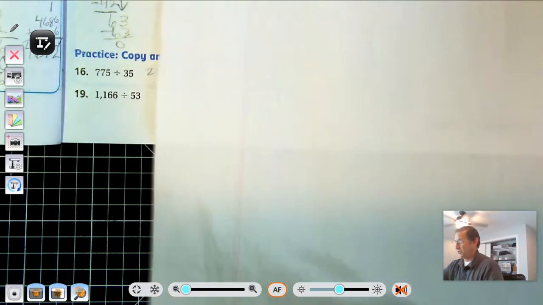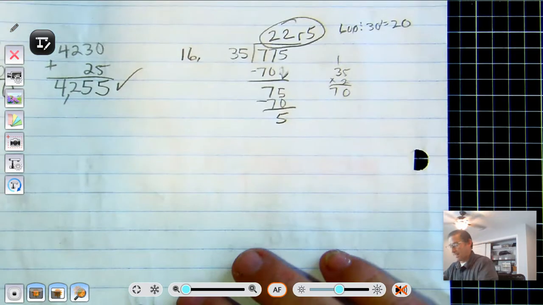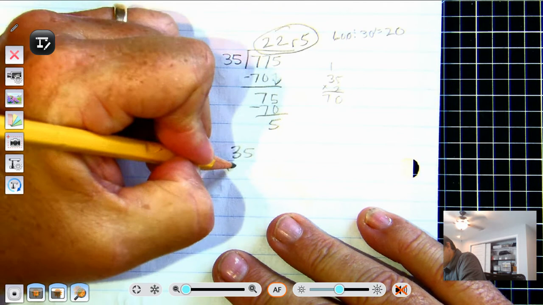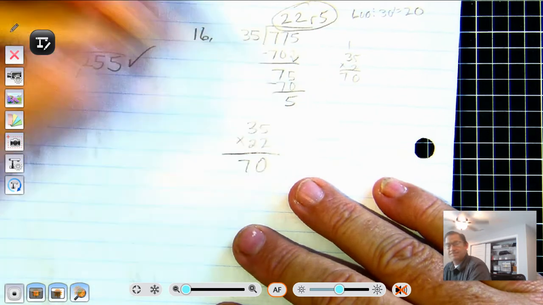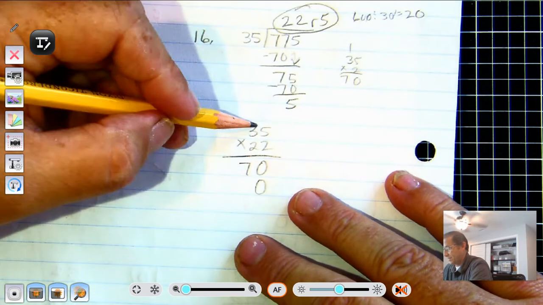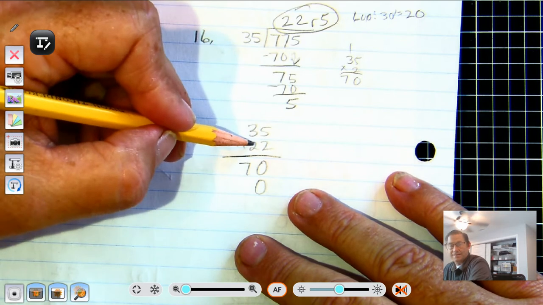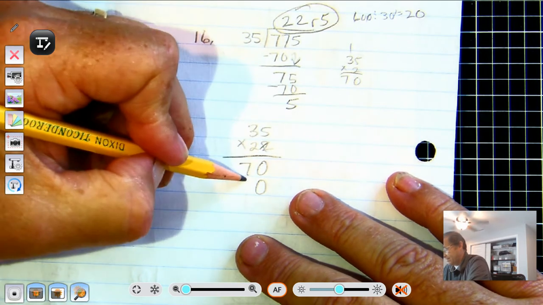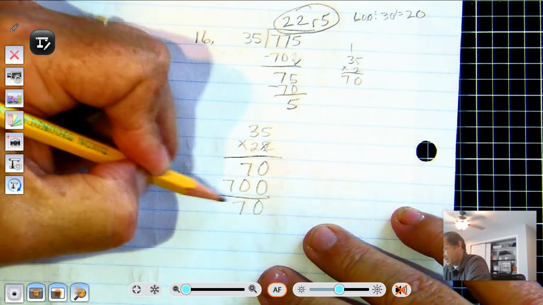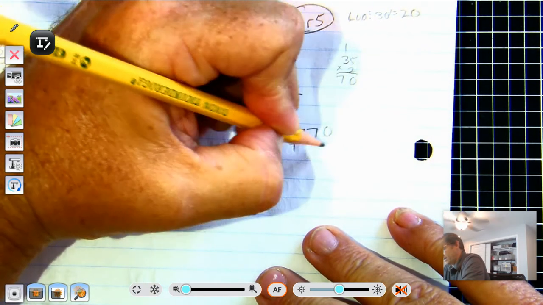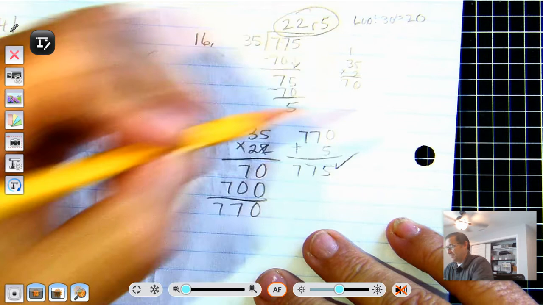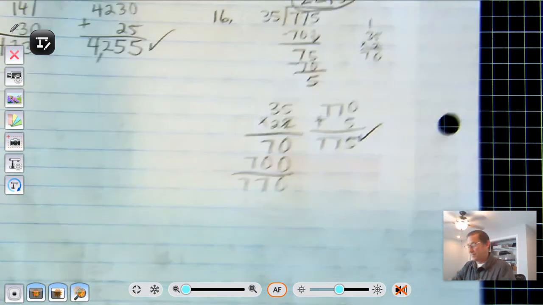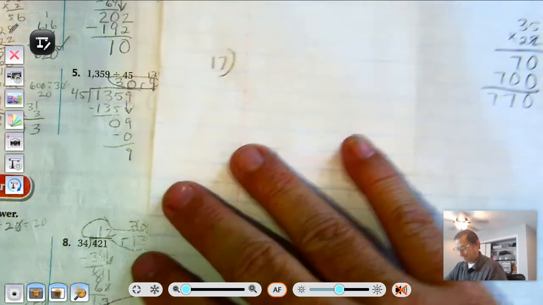Okay. So check your answer. 35 times 22. 2 times 35 is 70. Let's move to the tens. And again, 35 times 20 this time would be 700. So 770 plus the remainder 5 gives us 775. That matches the dividend. So the answer is 22 remainder 5. 17.